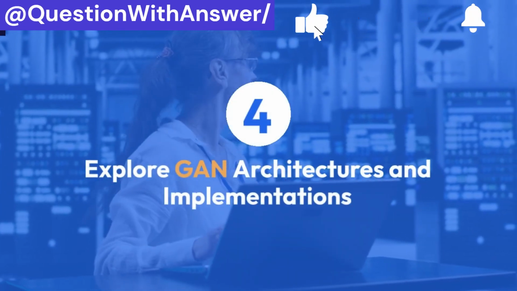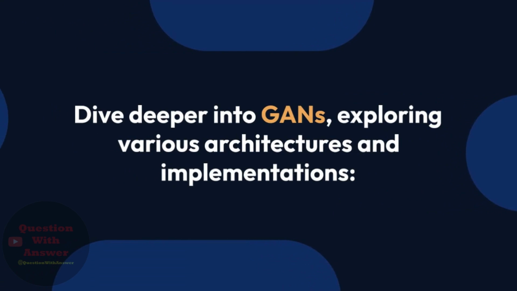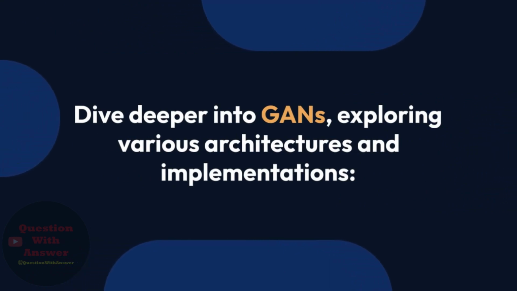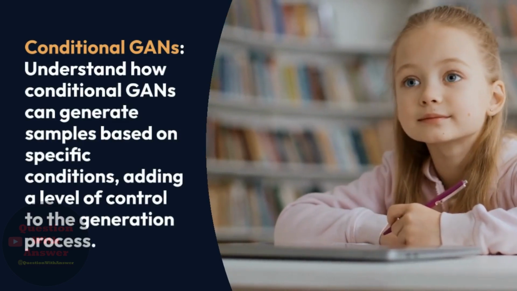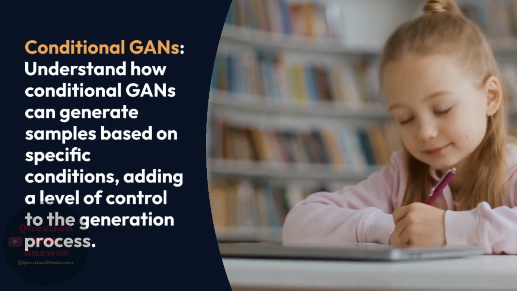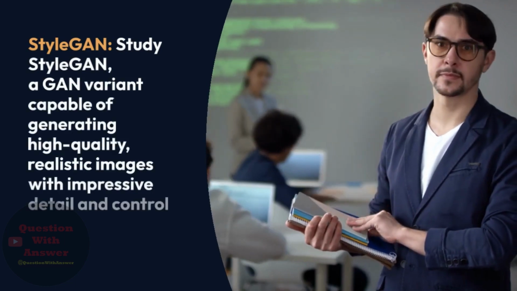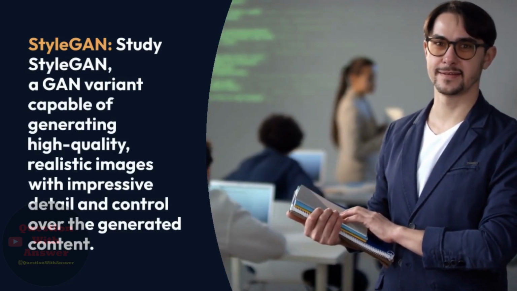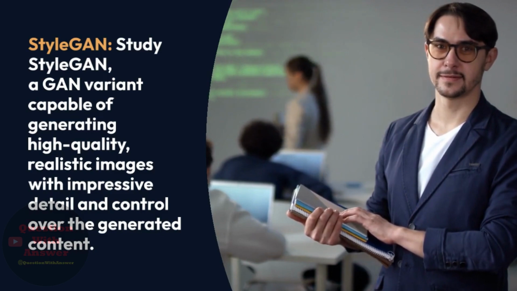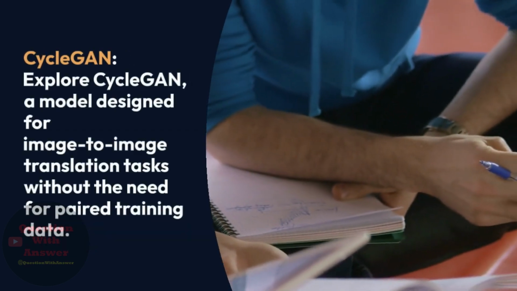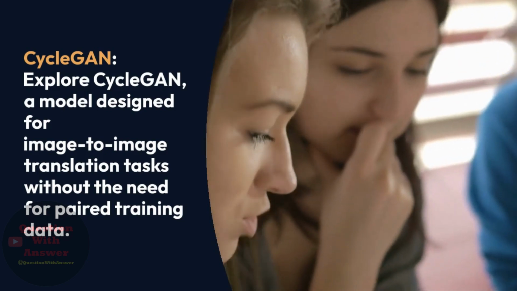Step 4. Explore GAN architectures and implementations. Dive deeper into GANs, exploring various architectures and implementations. Conditional GANs. Understand how conditional GANs can generate samples based on specific conditions, adding a level of control to the generation process. StyleGAN. Study StyleGAN, a GAN variant capable of generating high-quality, realistic images with impressive detail and control over the generated content. CycleGAN. Explore CycleGAN, a model designed for image-to-image translation tasks without the need for paired training data.